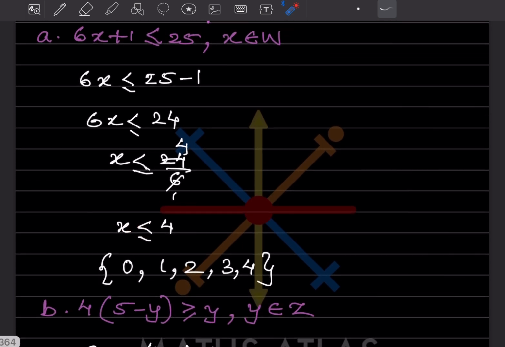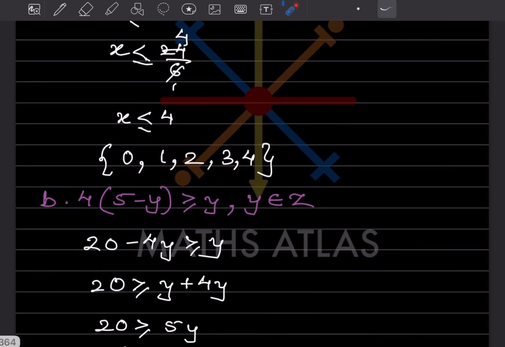Because this is a whole number, we have to start with 0, and it is less than or equal to 4, which means the last number should be 4. So the solution set will be 0, 1, 2, 3 and 4. Now this one is all the integers. y belongs to this set of integers.